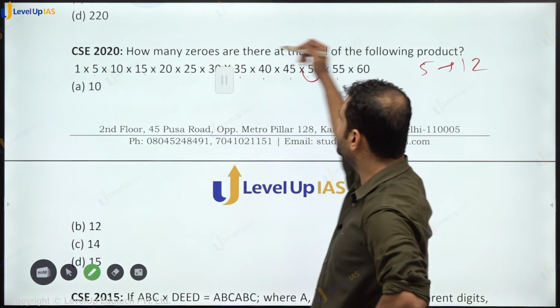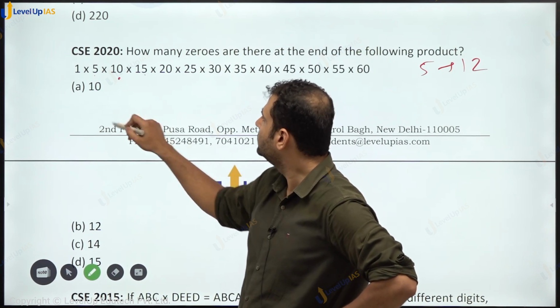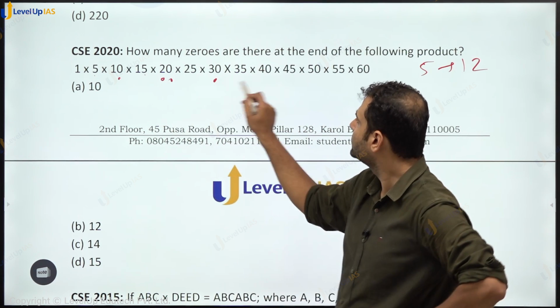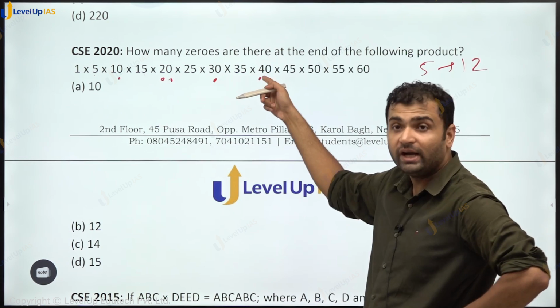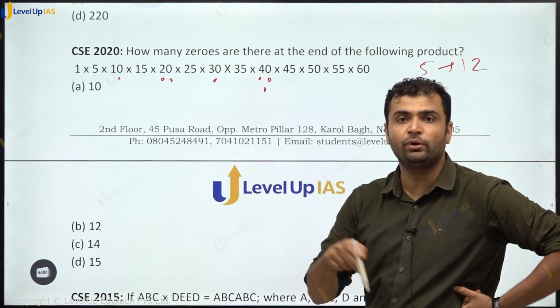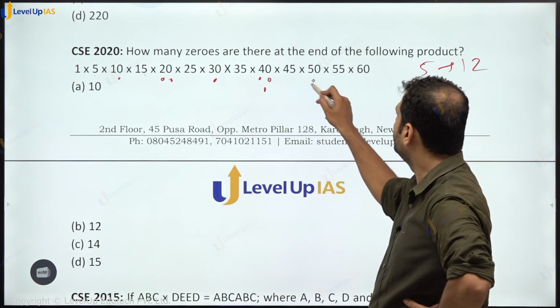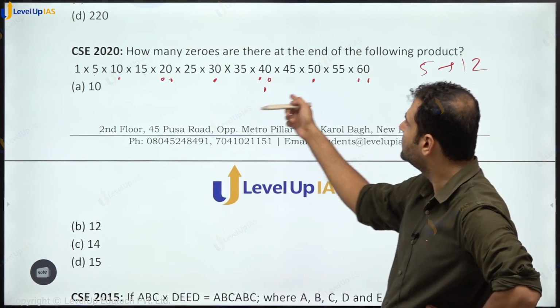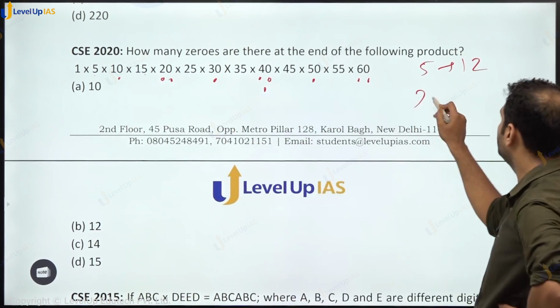And how many times does 2 appear? That is what we have to count. 1, then here 2 times, here 1, here 3 times, because 8 is appearing here. 8 is a factor of 24, and 8 is 2 into 2 into 2. Then 1, and here 2. Count: 3 plus 3 is 6, plus 4 is 10. 2 is appearing 10 times.